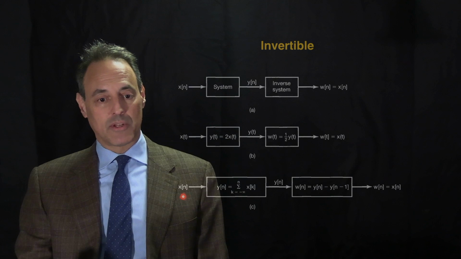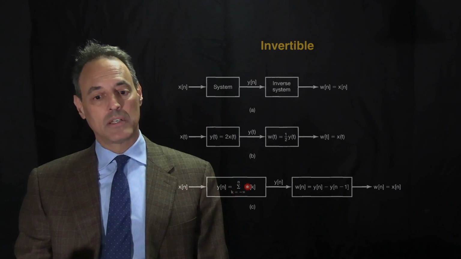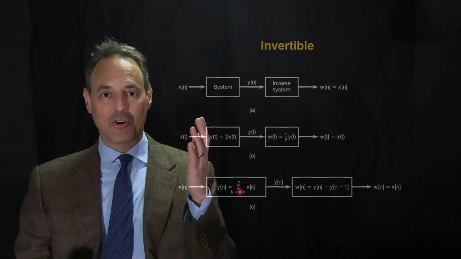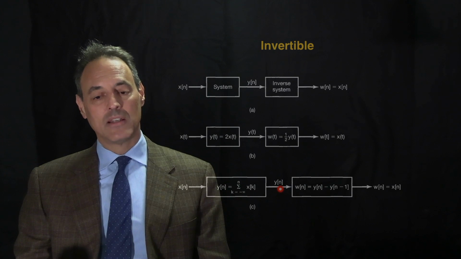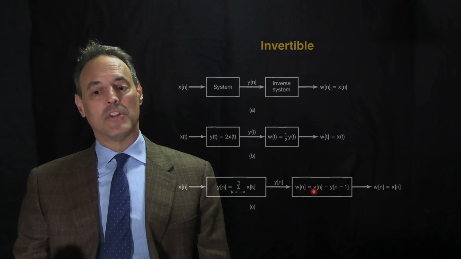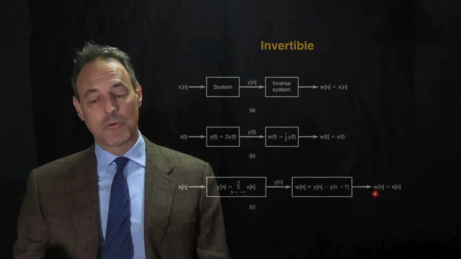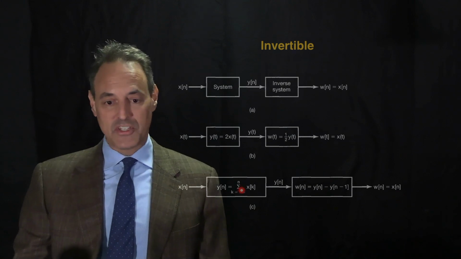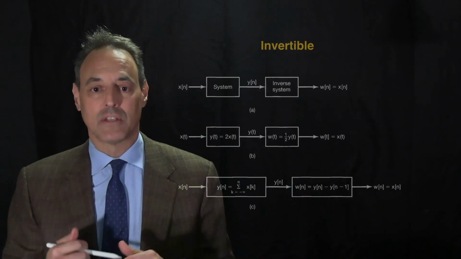Or you can even do something like this. y of n is the sum from the past to the present of the signal. And so this is like an integration step. The opposite of integration is differentiation. So when you integrate to get this y of n, the inverse of this is the difference. In other words, this is the derivative relationship, and that gives you that w of n, which is in fact x of n. So this is really nice. This thing here is an integrator, that's a differentiator. They're inverses of each other.